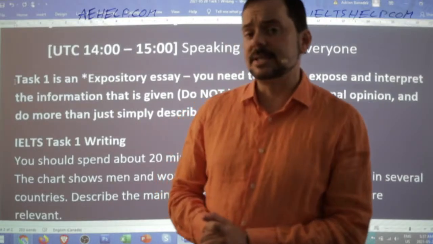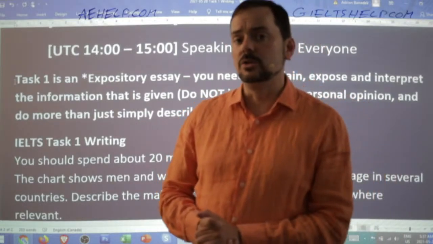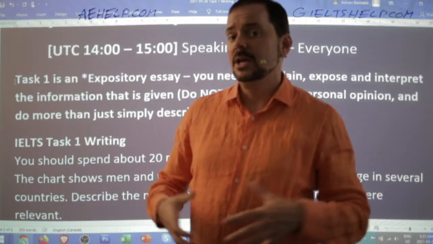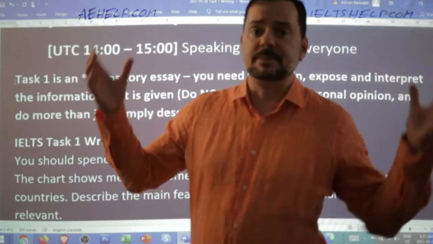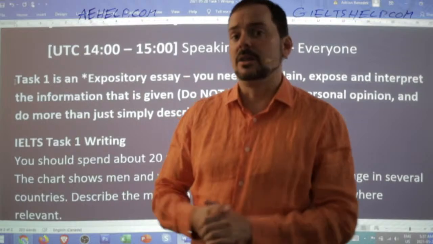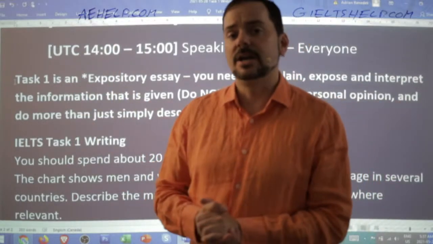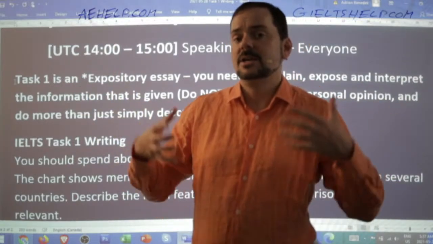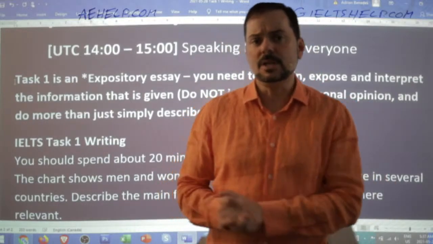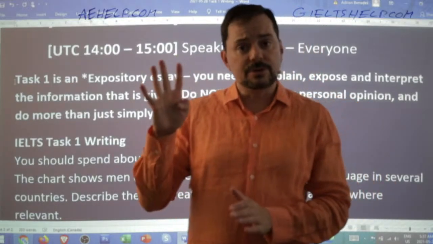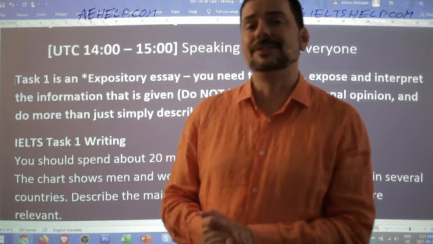It is a mistake when students include their opinion in task 1 and tell the reader that this happened because so many people like electric cars these days. Okay, the graph doesn't tell us necessarily that information, so don't include it. Okay. And then, of course, the 4th kind of writing is called narrative.